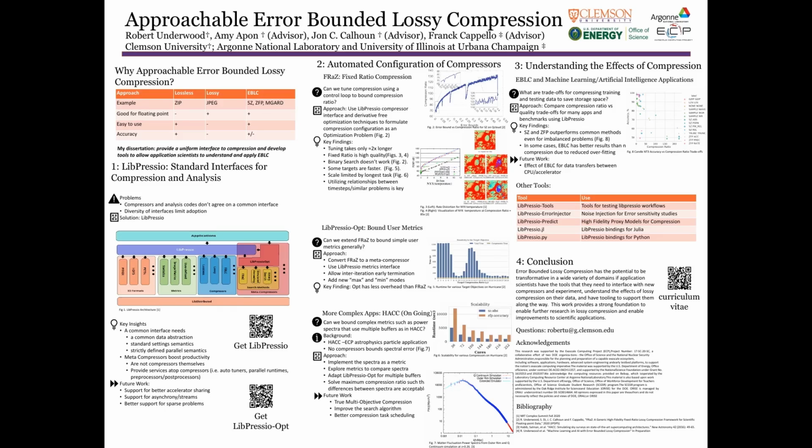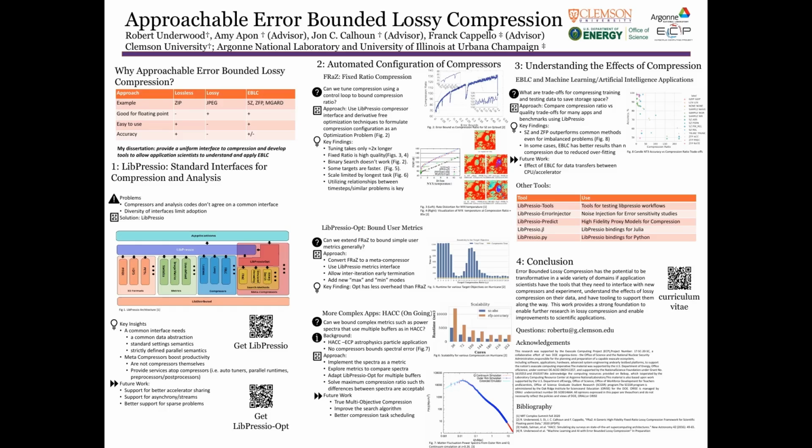So where are we going from here? Now we want to look at more complex applications, such as HACC. HACC is a complex cosmological simulation, and it has a number of metrics that they care about, one of which would be things like spectral error. So they want to bound the distribution that occurs in Fourier space. No current compressor really bounds a metric similar to this.